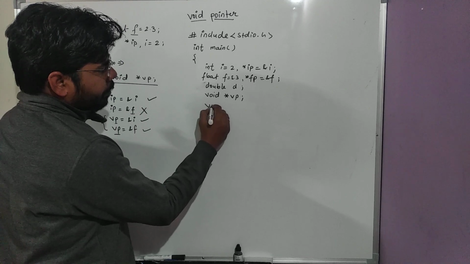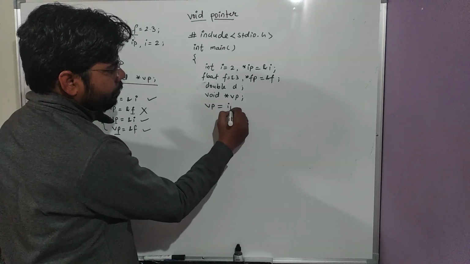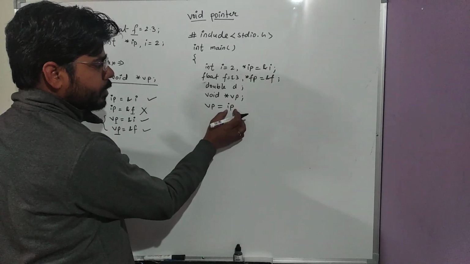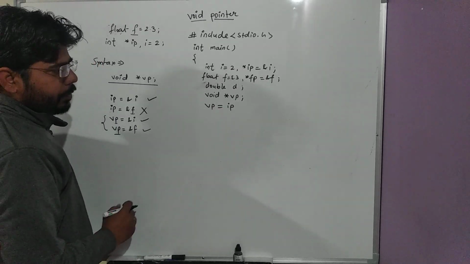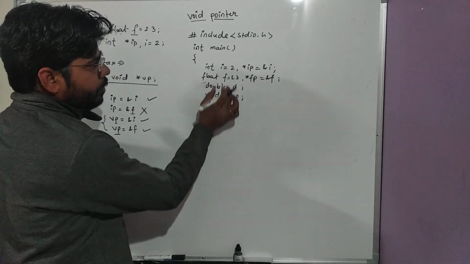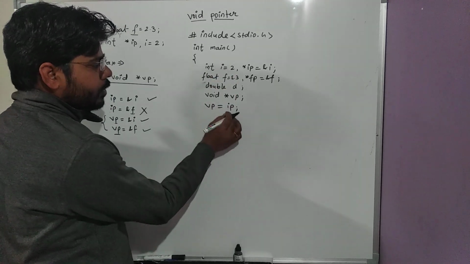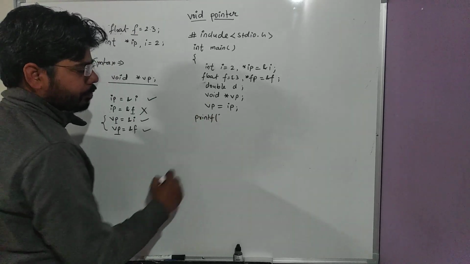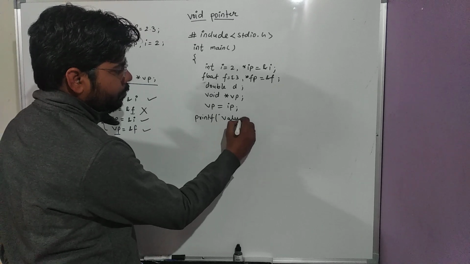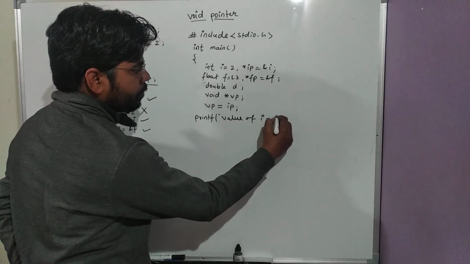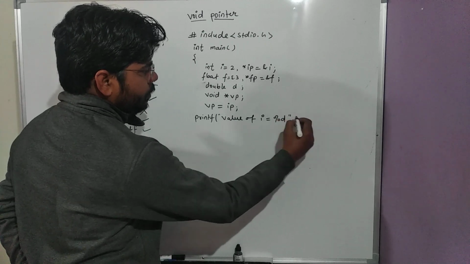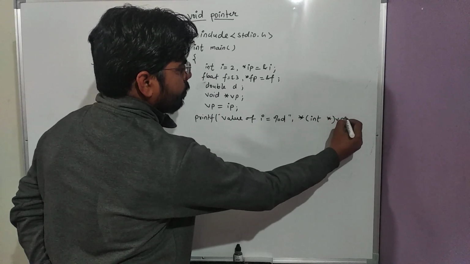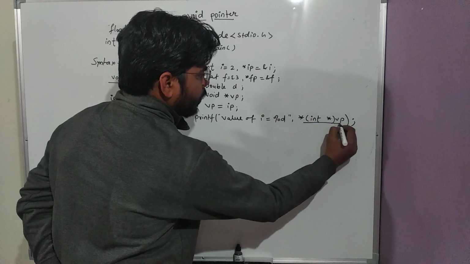this VP is assigned the address of I. This IP has the address of the I variable. Now this address is assigned to this VP. Now if you want to print the value of I using this pointer variable, how can we do this? Printf value of I equals %d is asterisk int asterisk VP. So now what is this?